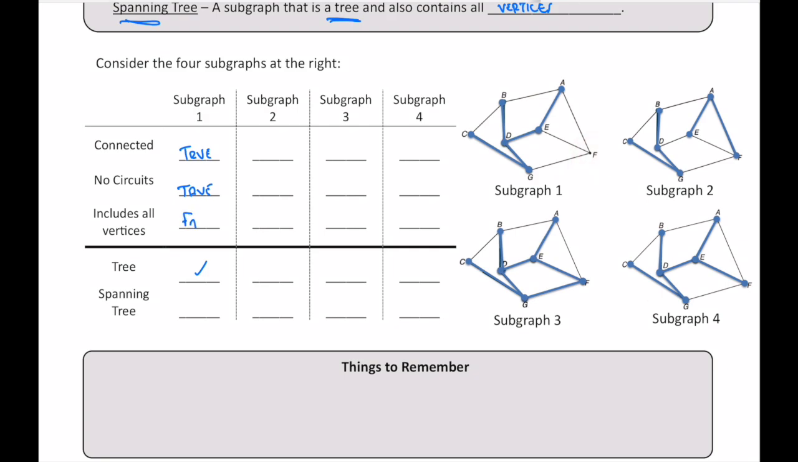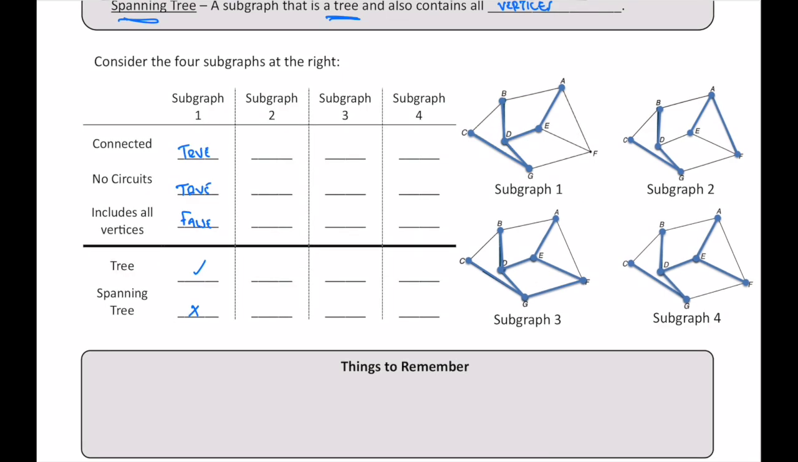So that's going to be false. Therefore, it is not going to be a spanning tree. Now let's take a look at subgraph number 2. If we look at this, are all the branches connected in subgraph 2?